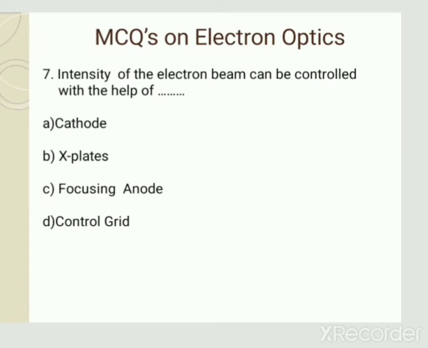Seventh question is the intensity of the electron beam controlled with the help of.